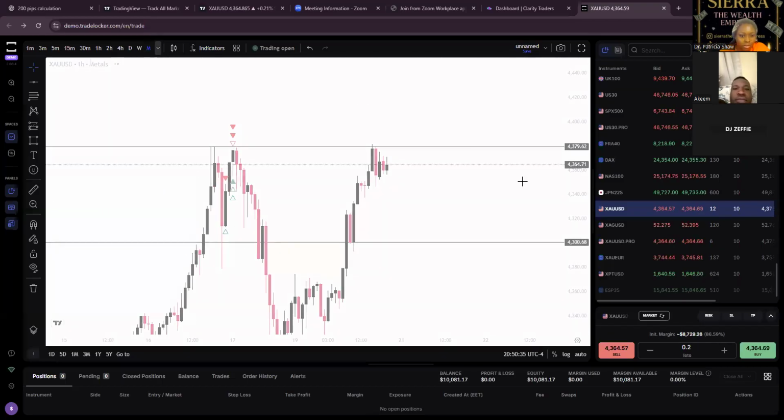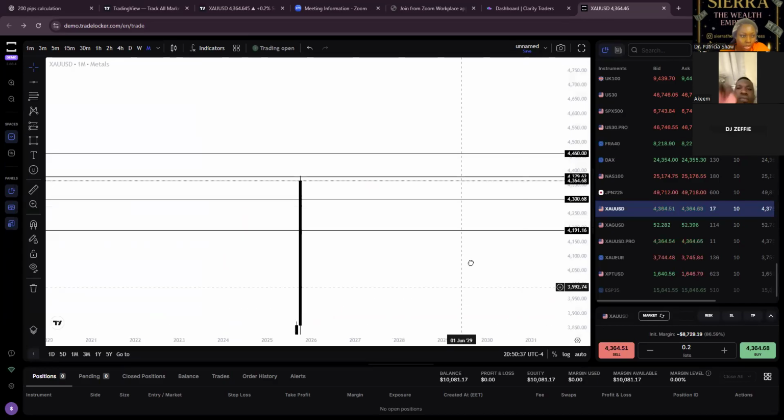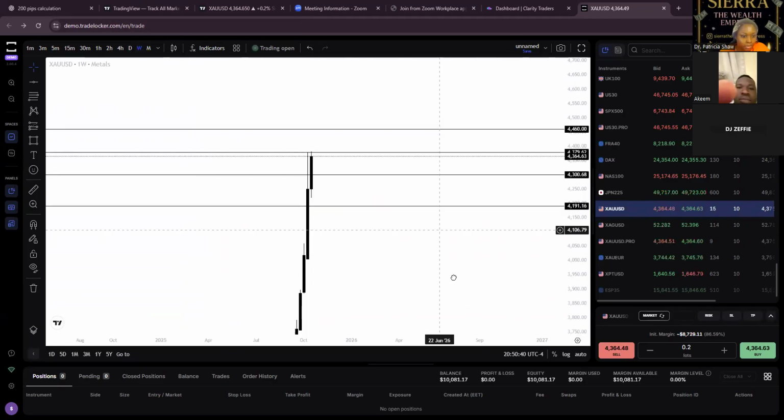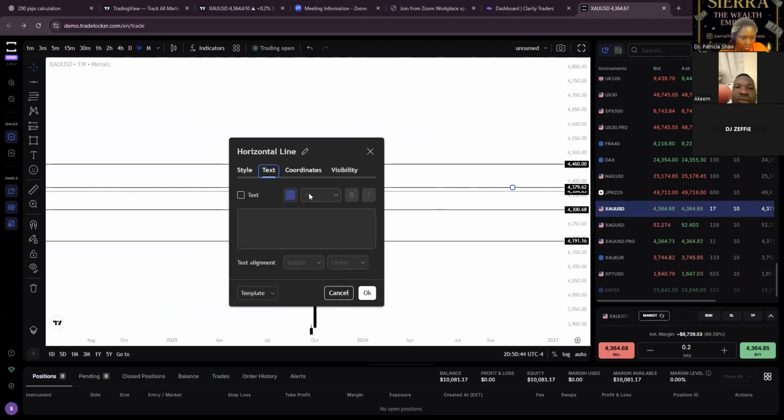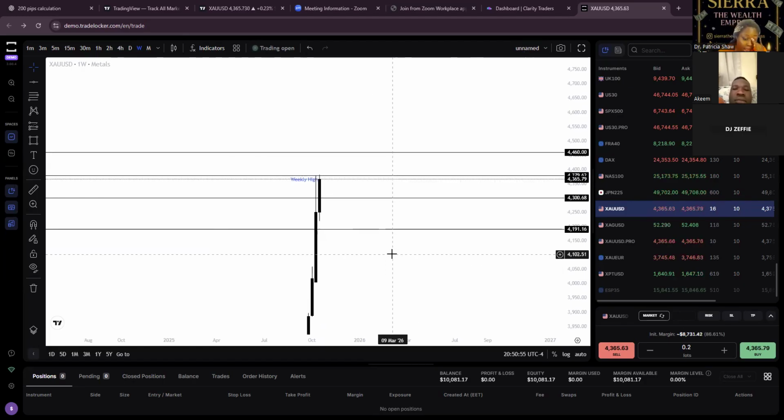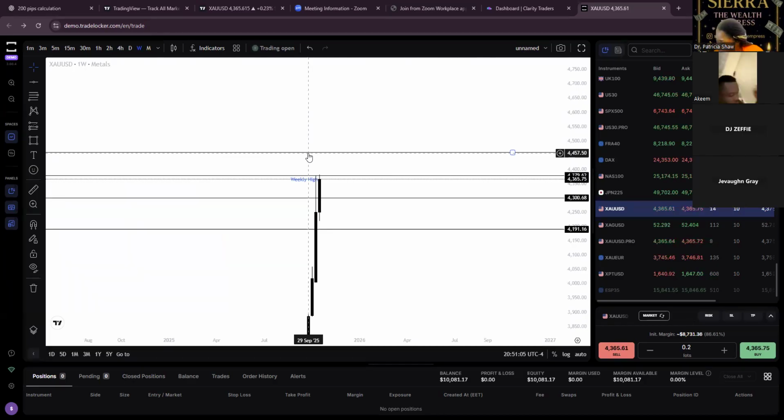I actually want to label these real quick so I can know what is what. Which did you mark first? The weekly high, the weekly 50%, and then the daily 50%, and then we're waiting on the 4 hour candle to close. Okay, I want to go ahead and mark it up.